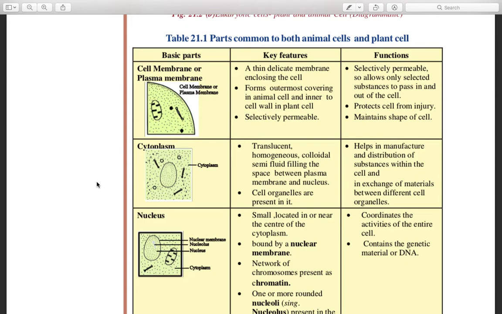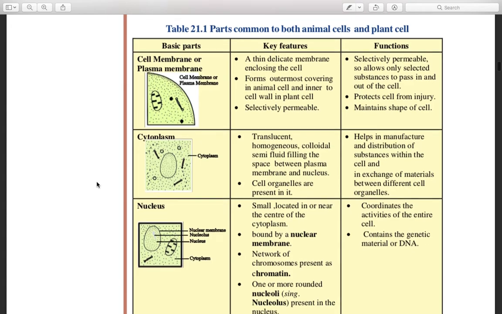So the cytoplasm is colloidal and semi-fluid. Semi means half. Fluid is completely fluid; semi-fluid means it will have some solid particles. It fills the space between the plasma membrane and the nucleus. So when you have the plasma membrane as the outer membrane and the nucleus inside, the rest of the part is filled with cytoplasm. Cell organelles are present in it. We said that the cell organelles, that is cell organs, are present in the cytoplasm.